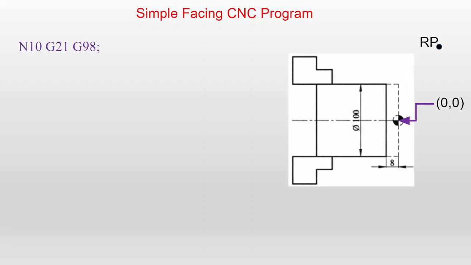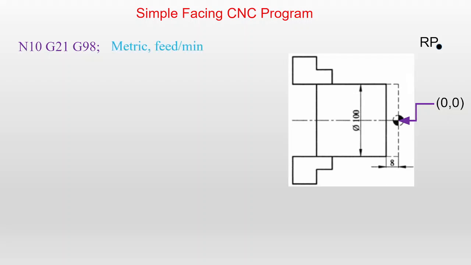So now we have to give N10, G21, G98. This is the block, where N indicates the block. What number is assigned, that number indicates the block number. You can give any number, programmers have their own style. Here I am giving 10, 15, 20 like that, or you can give N1, 2, 3 or N5, 10, 15 like that, it is up to you.